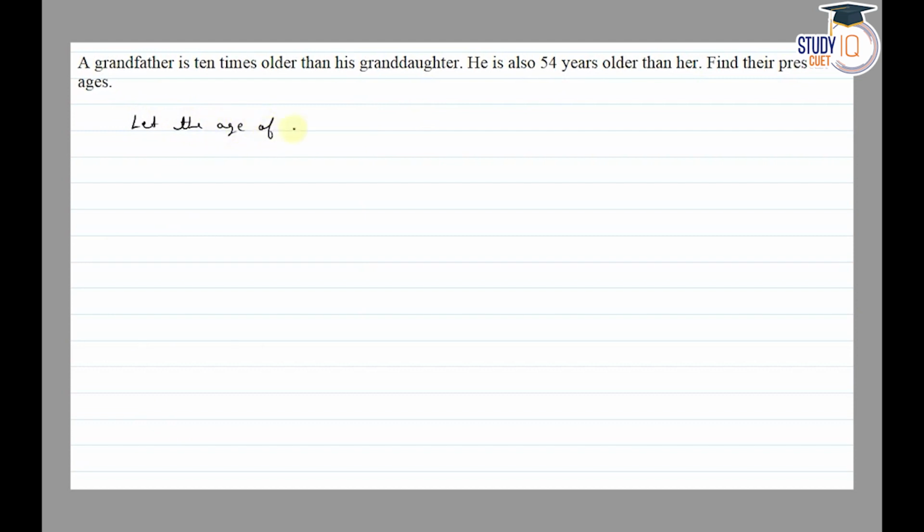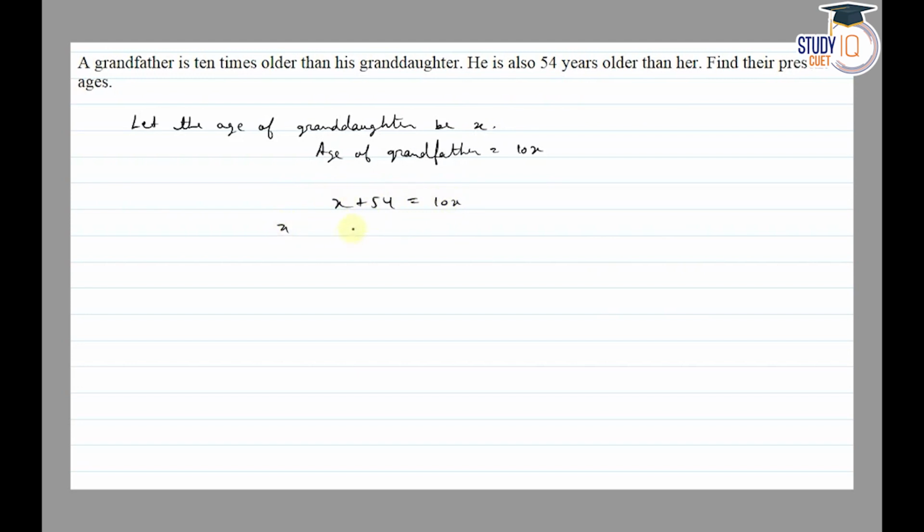So let the age of the granddaughter be x. So the age of the grandfather is equal to 10 times, so 10x. Then according to the question, he is also 54 years older than her, so x plus 54 is equal to 10x.